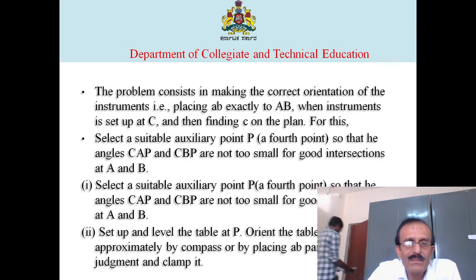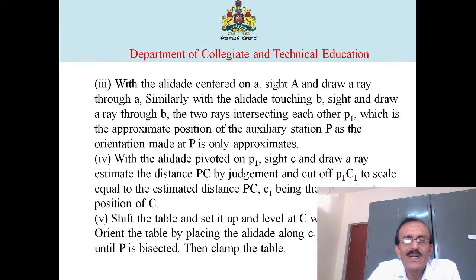Set up and level the table at P, orient the table approximately by compass or by placing ab parallel to AB by eye judgment, and clamp it. With the alidade centered on a, sight towards ground station A and draw a ray through a. Similarly, with the alidade touching b, sight B and draw a ray through b. The two rays intersect at point p1, which is approximately the position of the auxiliary station P, as the orientation made at P is only approximate.